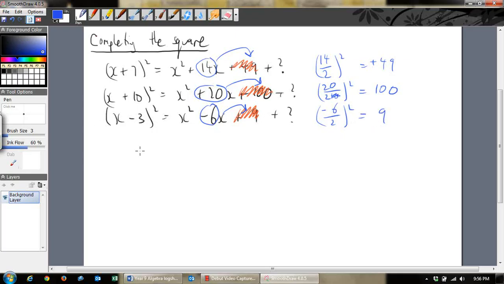So, in other words, if you've got x squared plus bx, so you've got some number in front of x, if you want to create a perfect square, like all these three, what you do is you add b divided by 2, and then you square it.